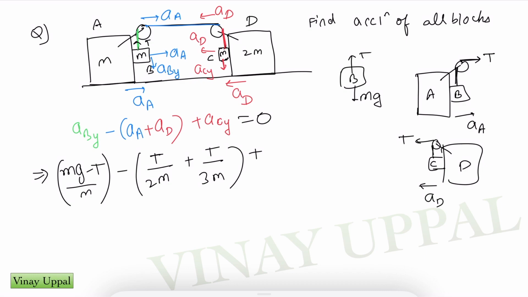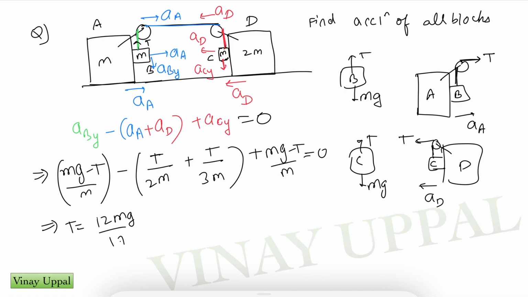And what about the vertical component of acceleration of C? I have mg downwards and T upwards. So this will once again be (mg minus T) by m, and this should be 0. So now it's very straightforward. You can calculate T, which comes out to be 12 mg by 17. So I'll leave the calculation up to you.